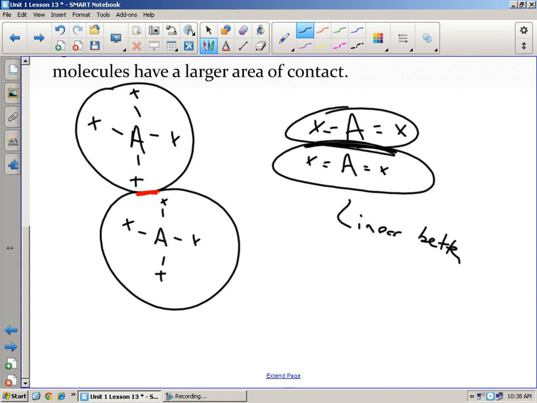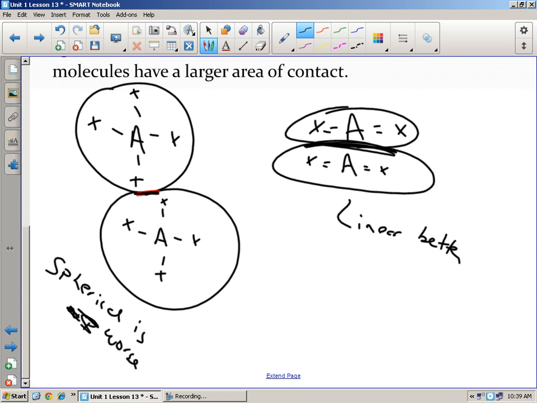This one has very little contact here, okay? Very little contact, so how well can AX4 affect another AX4? Will it? Absolutely it will. How well? Well, as close as they can get together, which is not very close. So we would say spherical usually is worse, I guess you could say.